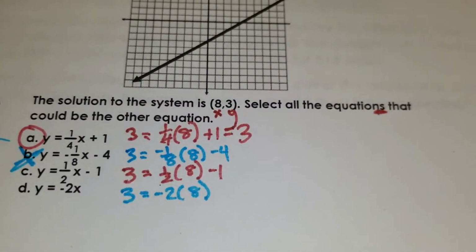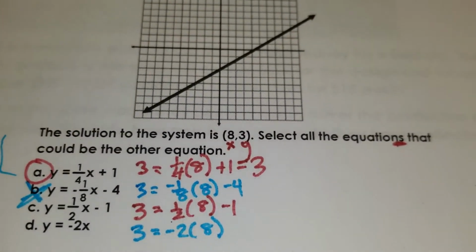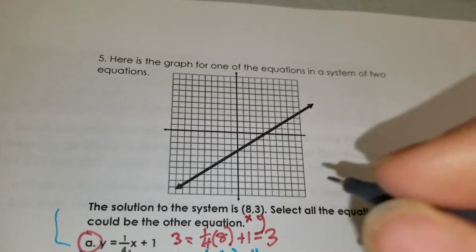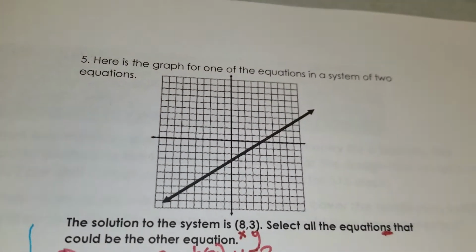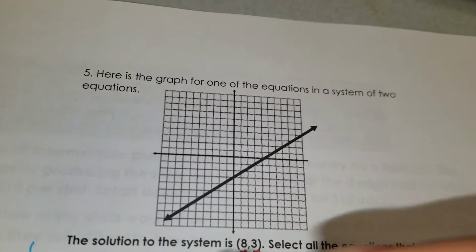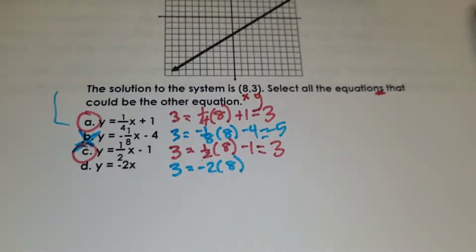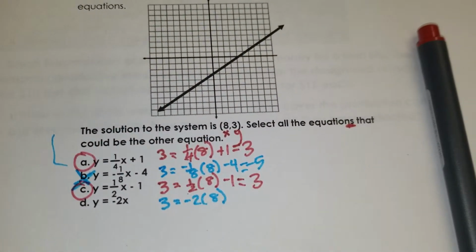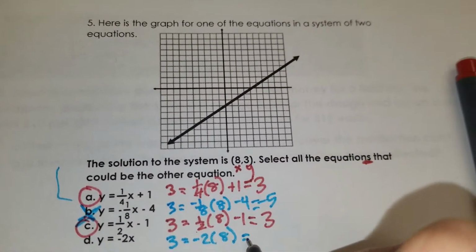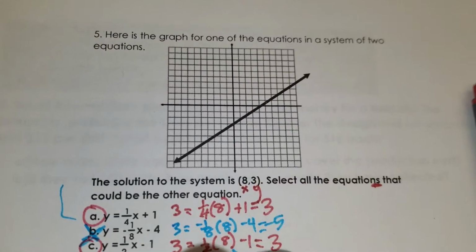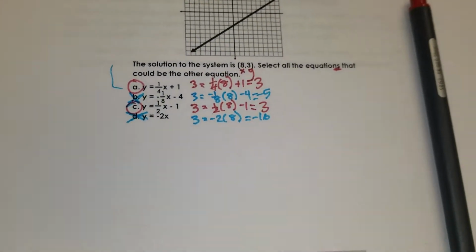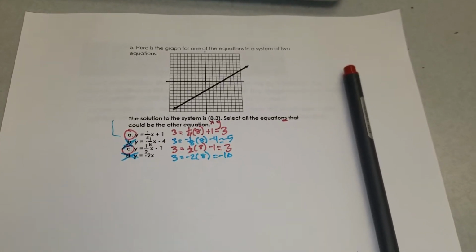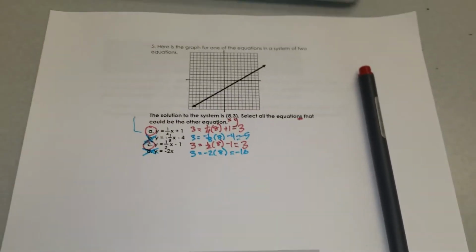Then C, we're doing 1/2 times 8 minus 1. I'm not going to grab the calculator for that. Half of 8 is 4, and 4 minus 1 is 3. So that one's also a good one. And then this last one, sorry, I just went off the screen. We have -2 times 8, which is -16, so that's also not a good one. So B and C are possible choices. Go ahead and pause it, and then we're going to attempt number 6.